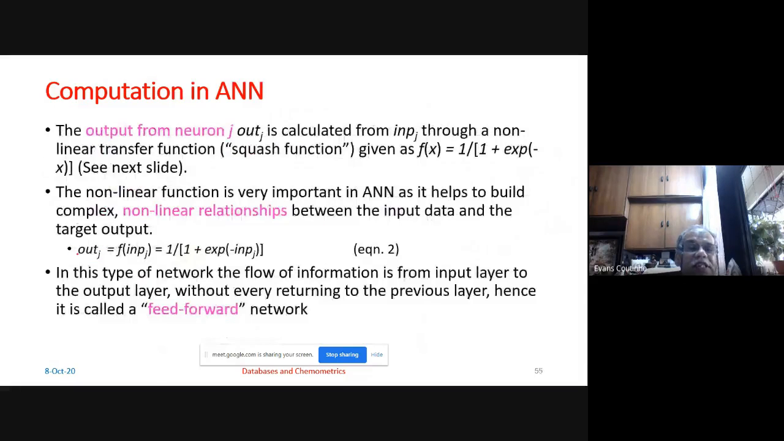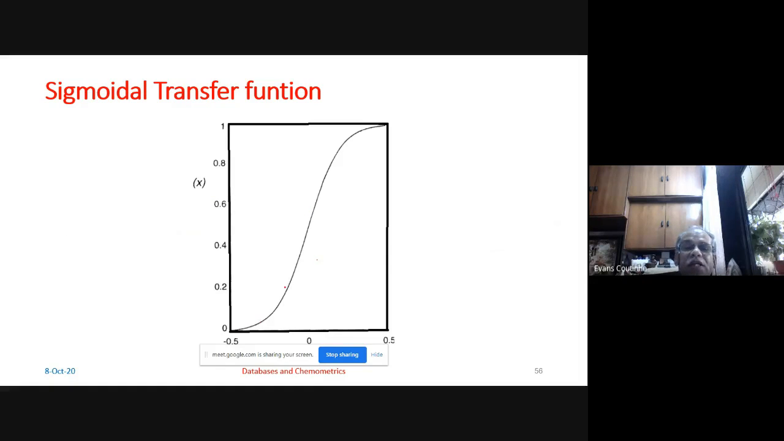The output that comes from every neuron is given by this function, which is called a squash function. It takes the input, and the output is a function of the exponent of the input, e raised to minus input. There are different types of squash function. One type is this sigmoidal function. If you look at this function, basically this is a non-linear function.